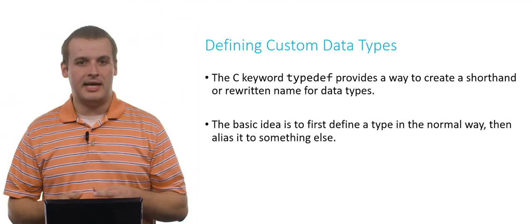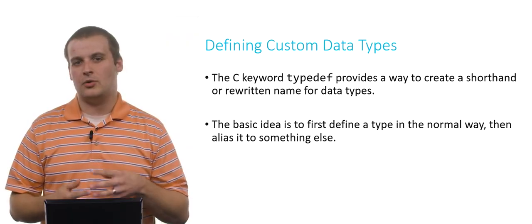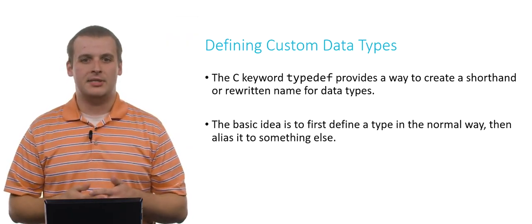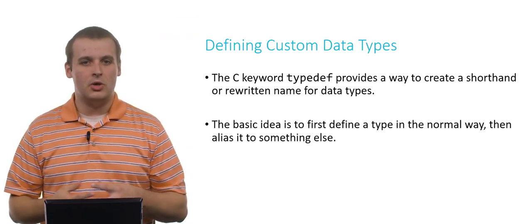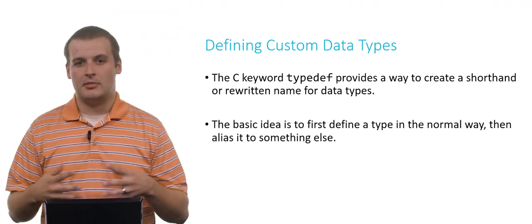We want to be able to work with things a little more shorthand way like int or char, something a lot more convenient to type. Fortunately, there's a way to do this in C with something called typedef, which is a way to create shorthand or rewritten names for data types. You can rewrite data types that already exist, or you can write data types of your own.